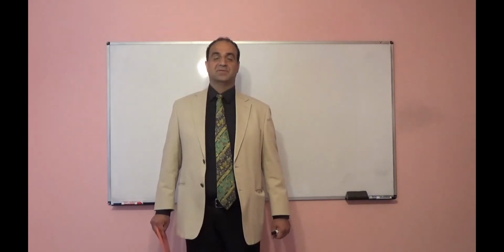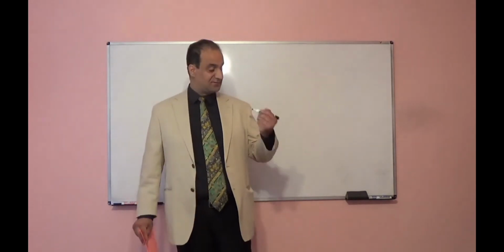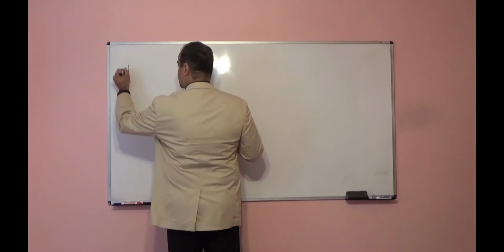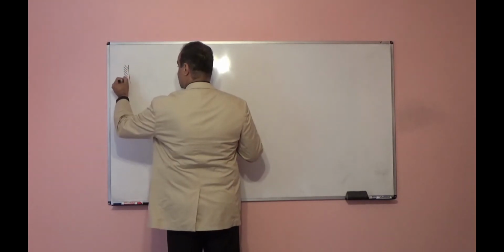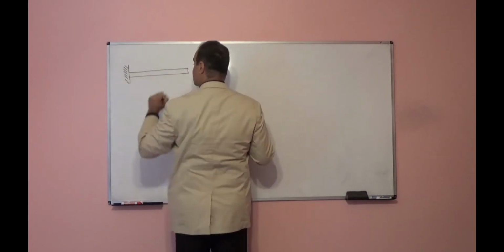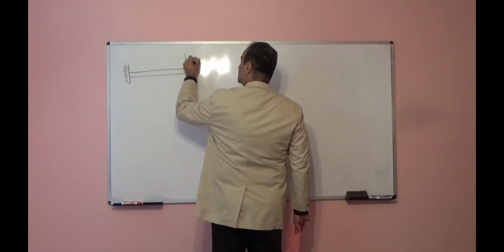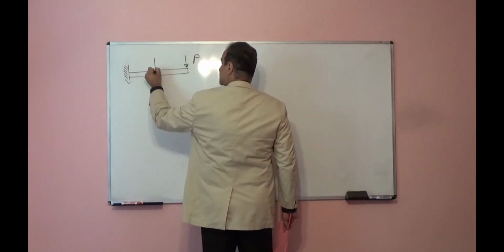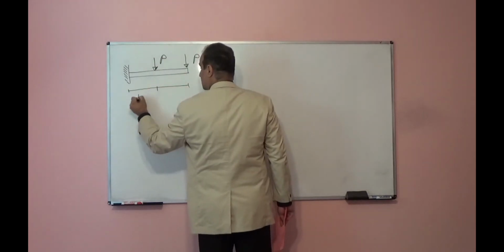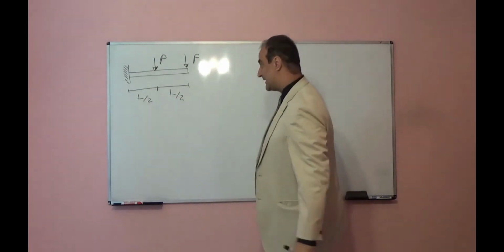Today I will review several examples regarding the equilibrium of rigid body and type of reactions. Let's look at the first problem. Assume we have this beam, this fixed support, and this beam is subjected to two concentrated load, L over 2, L over 2. I want to find reactions here.